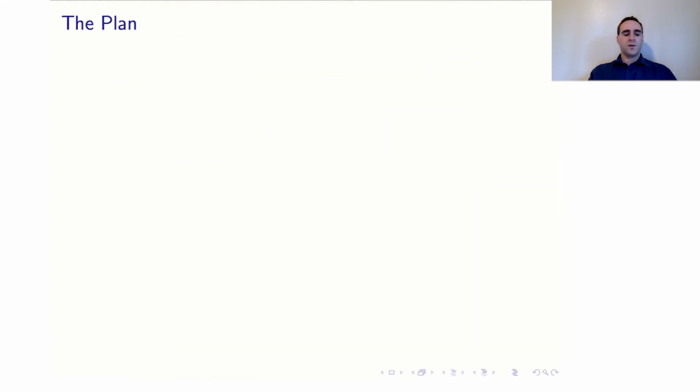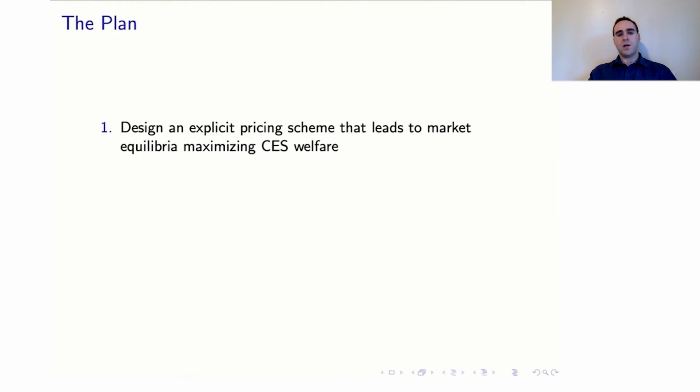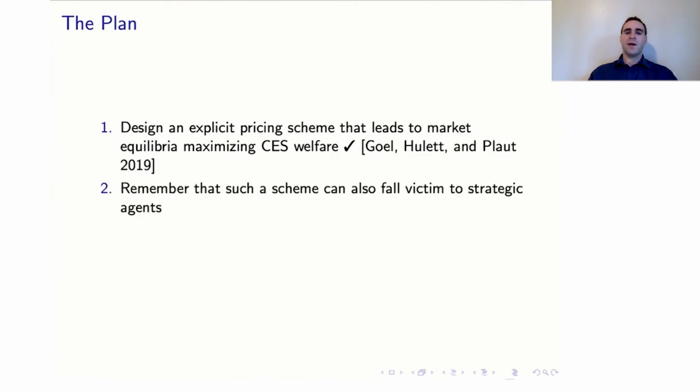Okay, so this is the plan we're going to follow for this talk. The first thing we need is an explicit pricing scheme, by which I mean, ignoring incentives, you give an explicit price for each good, such that the market equilibrium maximizes CES welfare. Luckily, that's already done, back in 2019. The second thing we have to remember is that this type of scheme has the same issue with strategic agents. The agents might misreport their preferences.